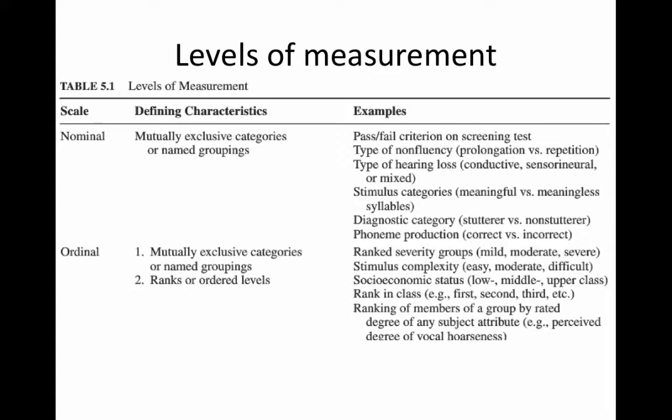Ordinal: ranking. Group A, Group B, Group C, Group D. Socioeconomic status: low, middle, upper class. You don't know the difference in wealth between the 1% versus the 10% versus the 50% versus the 30%. You just know one is greater than the other.